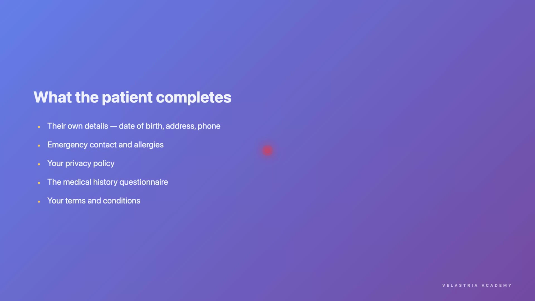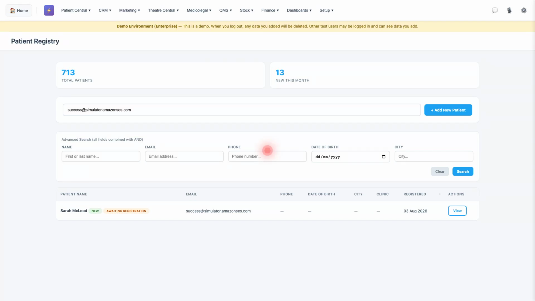Only the parts your clinic has actually set up are requested, so nobody is ever asked to sign something you haven't published. And the moment she completes the last item, whoever sent the form gets an alert inside Velastria to say so, and that badge disappears. You don't have to keep checking.